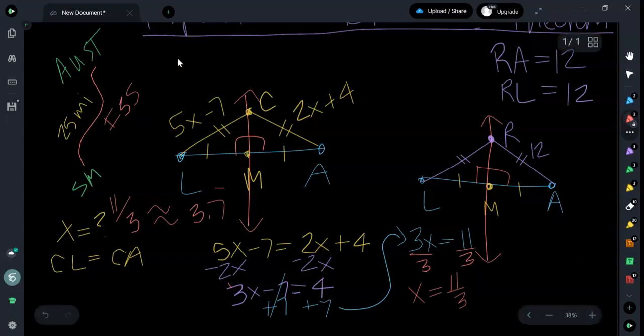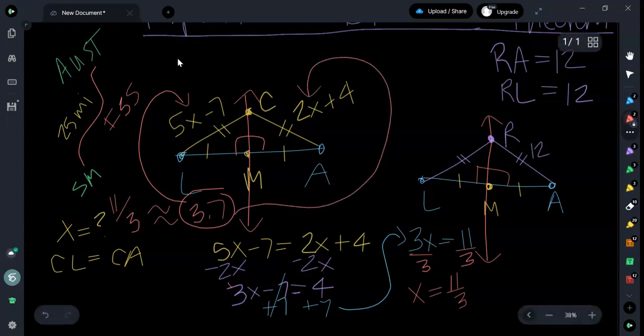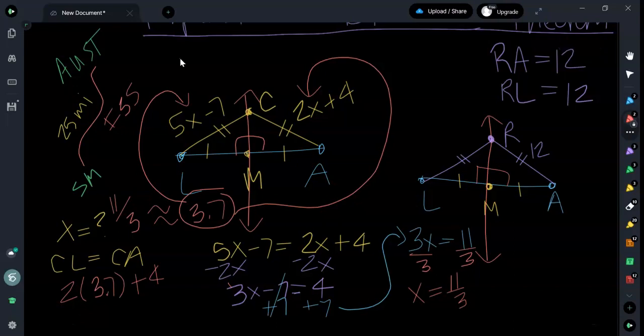Well, I would take my 3.7 and I would just plug it in for x. And I could plug it into that one, or I could plug it into that one, because what do we know? They're both the same, right? So let me pick the 2x plus 4. So 2 times x, which we figured out was 3.7, plus 4 is the length. So that's going to be 7.4 plus 4, which is 11.4. So that's how long each side is.